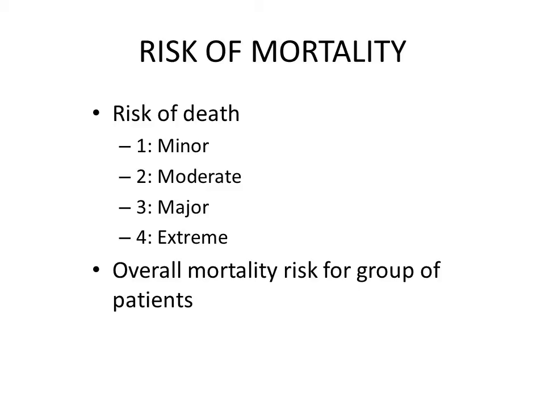With the risk of mortality ranking that's part of APR-DRGs, it's possible to represent the risk of death for a given inpatient on a scale of 1 to 4, depending on the patient's diagnoses and surgical procedures. With this risk of mortality methodology, an overall risk of mortality for all of a hospital's patients or all of a physician's patients can be represented.